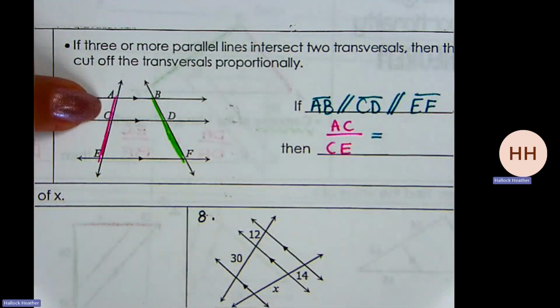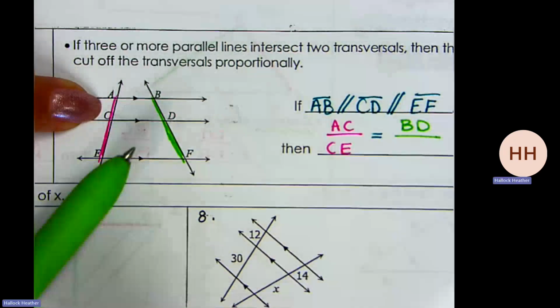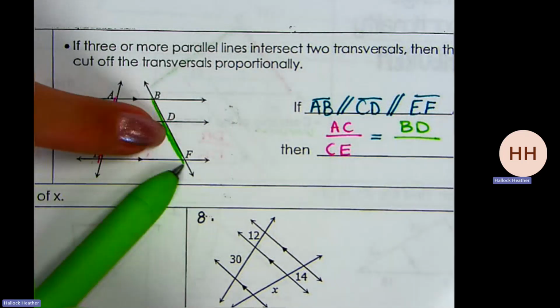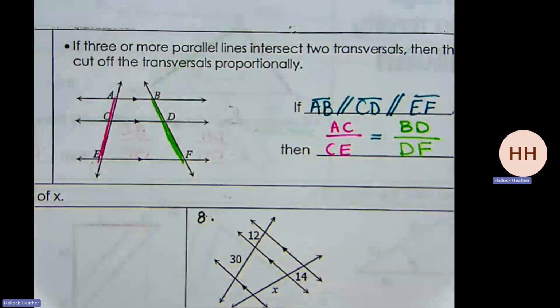Because I put AC in the numerator, what side has to go in the numerator on the other fraction? BD. And then because I used CE in the denominator, that means DF is going to be in the denominator on the other fraction. So it's the same concept. It just looks a whole lot crazier.